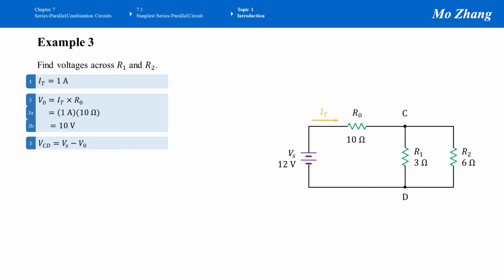The remaining voltage is the voltage between node C and D. Substitute the values into those variables. Vs equals 12 volts, V0 equals 10 volts. So VCD equals 2 volts. 2 volts left for node C and D.